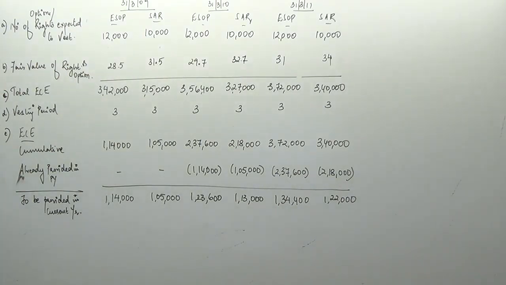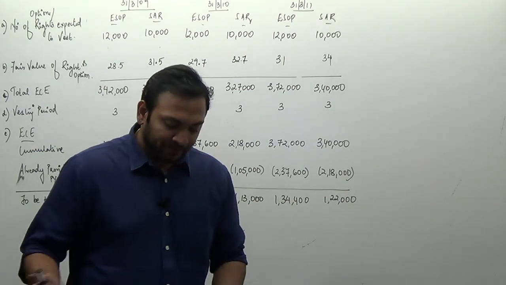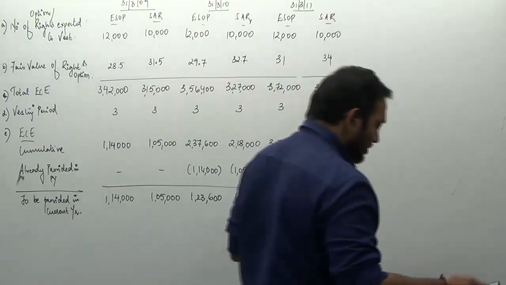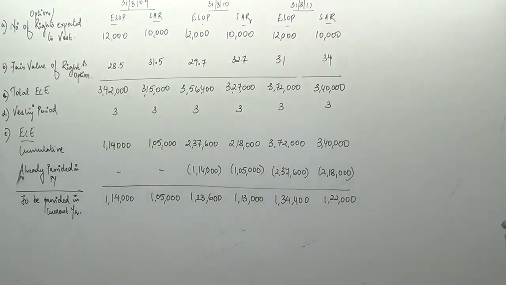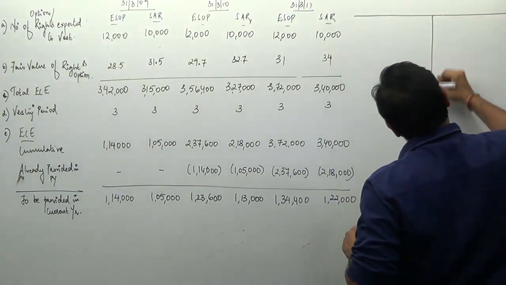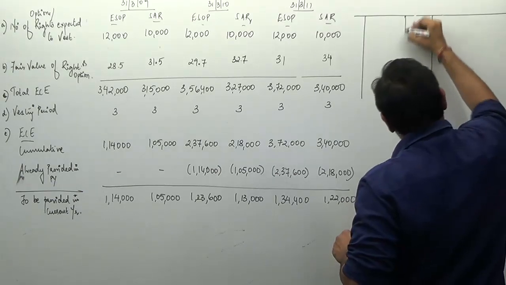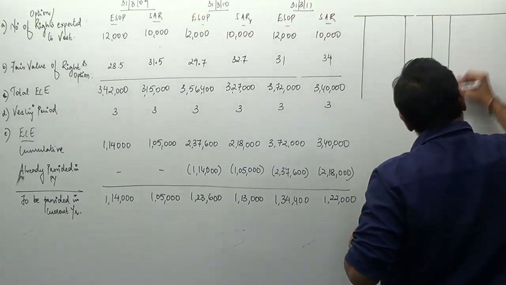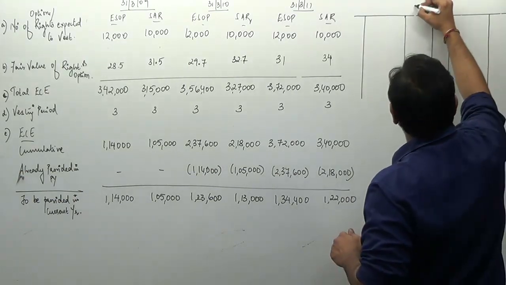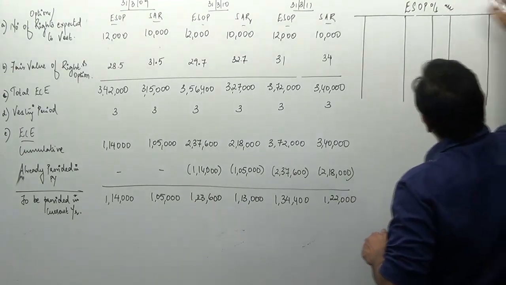These are the amounts to be provided each year. It is asking you to show important books. So prepare, show one ESOP account, ESOP outstanding, SAR. I'm only showing ESOP and SAR, guys. If required, you can show even your ECE accounts as well. There's nothing much to be done as far as ECE is concerned, so I'm just cutting short. ESOP account and SAR is what I'm showing now.